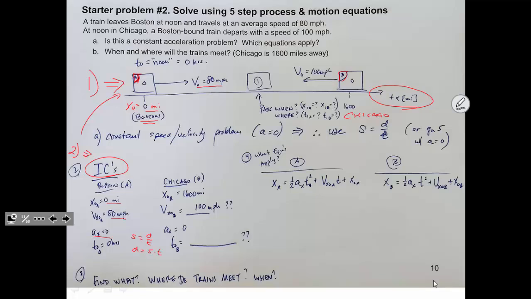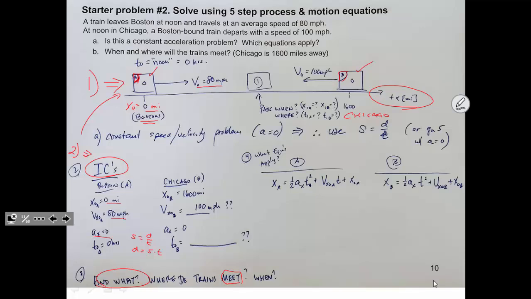So we've listed out what the initial condition for each object is, and we've drawn them up here, both here and here. And now let's go through and see what we need to find. What they asked us to find is where the 2 trains meet. All right? So that's what we have to do, both the where and the when. And we're going to have to look back at that in a second.